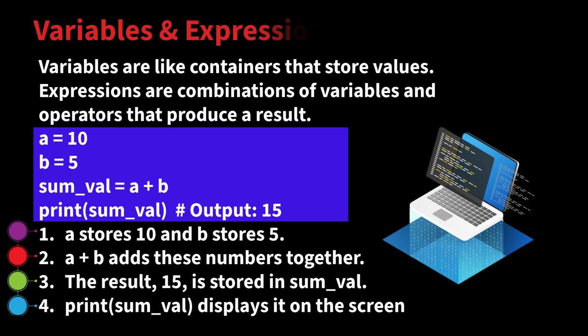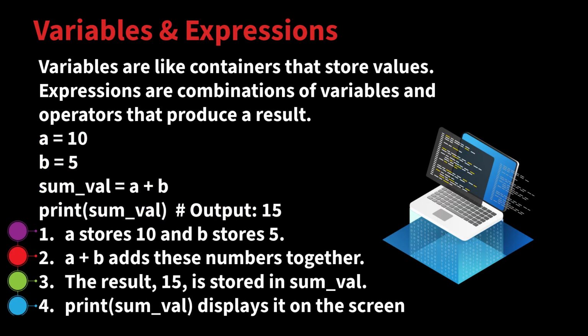Variables and expressions are the most important part of Python. Variables are like containers that store values. Expressions are combinations of variables and operators that produce a result. Here, a stores 10 and b stores 5. The expression a plus b adds these numbers together. That simple. The result is 15, which is stored in sum value. And then print sum value displays it on the screen. So, variables and expressions are simple, but in some cases, you will be calling them functions. That's when you will get confused. We'll be seeing them in the upcoming videos.